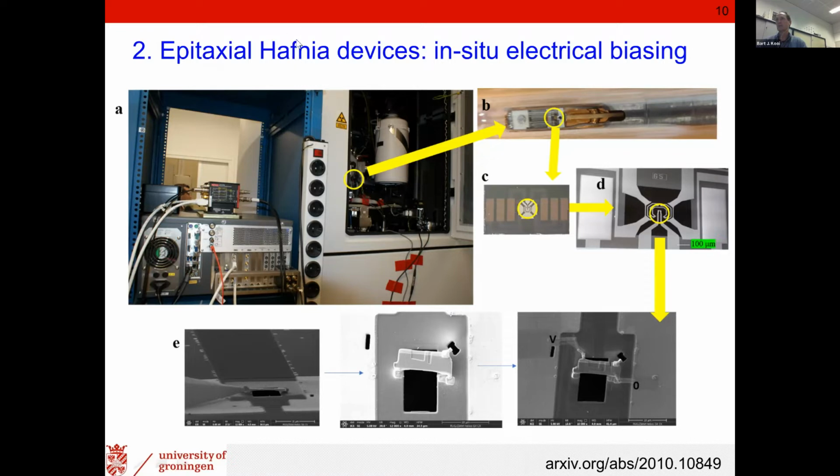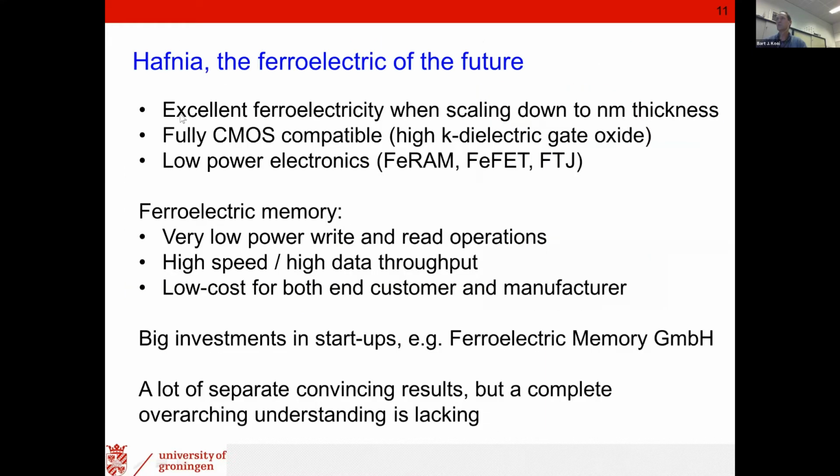And this is connected with Hafnia. And this is a hot topic at this moment in materials science, because Hafnia has a very unique new ferroelectricity, which is now known for about 11 years, that when you scale it down to a thickness of only 1 nanometer, then it's still ferroelectric, and even it's a better ferroelectric than in a bulk material.